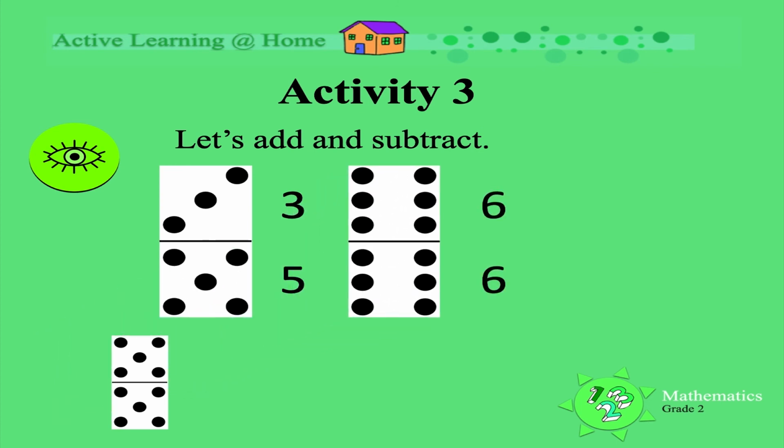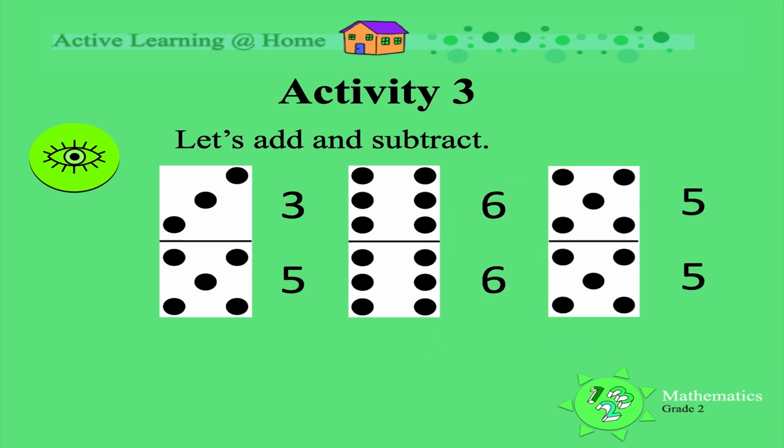Now let's try doing the same with this domino block. You've got 6 on the top and 6 on the bottom. You could have said 6 plus 6 is 12, or you could have said that 12 minus 6 is 6. Now let's do the same with this domino block. You've got 5 on the top and 5 on the bottom. You could say 5 plus 5 is 10. You could also say that 10 minus 5 is 5.